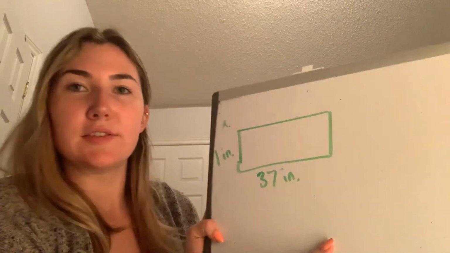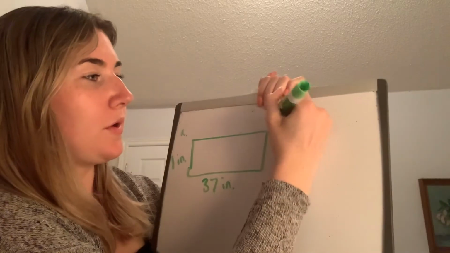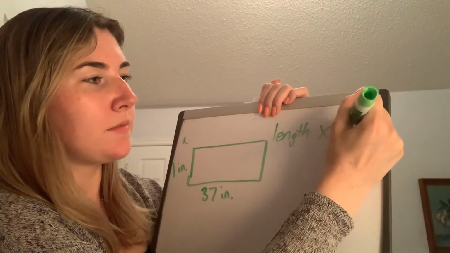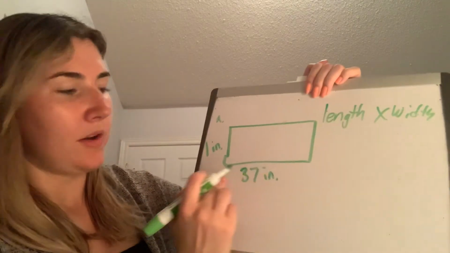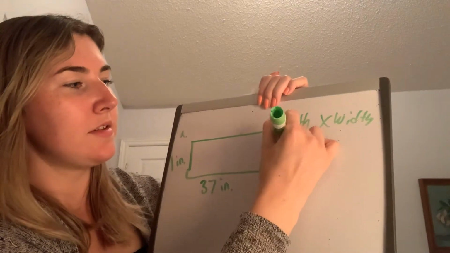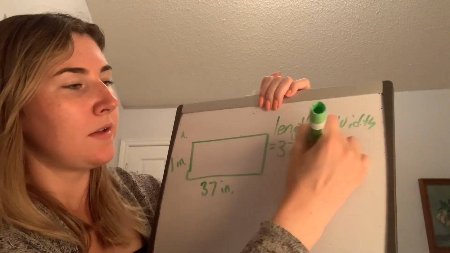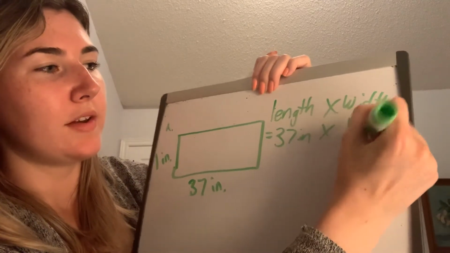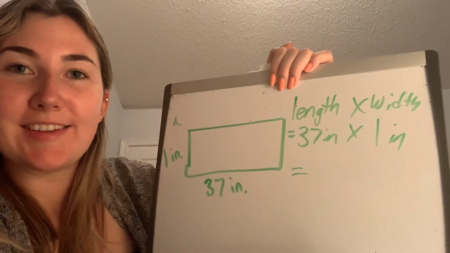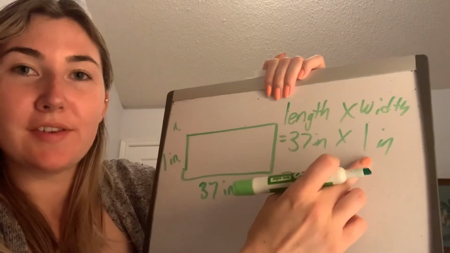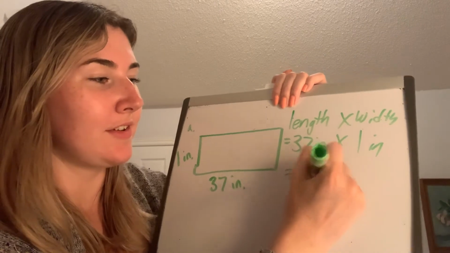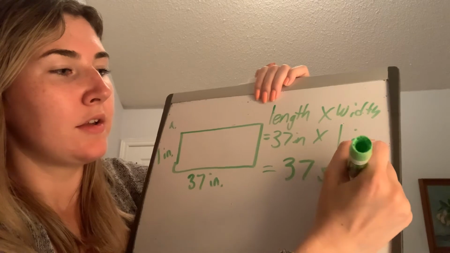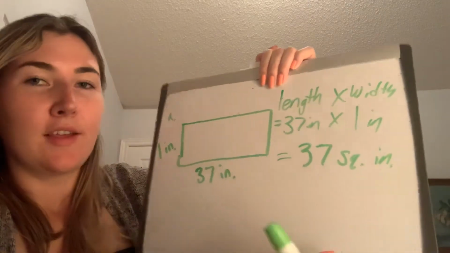All right, so here is our rectangle for A. We know that we must have length times width. So our length will be 37 inches. And our width is 1 inch. So times 1. Now this one's an easy one. So we know 37 times 1 will give us 37. Now just remember that we need to put our square inches. So there we have it.